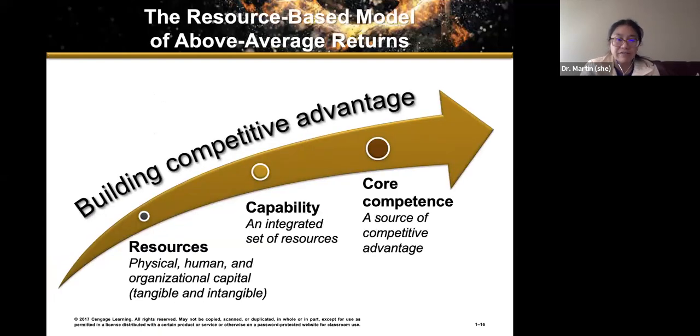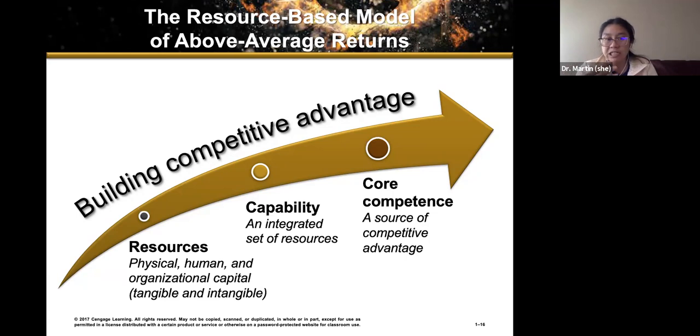So, how do you build competitive advantage? You need to look at your resources, and they are both tangible and intangible. You have physical resources like your plants and your equipment. You have human resources, and organizational capital. So that's money, straight up. But then you have intangible capital. So that's intelligence, human intelligence, and also things like any patents you might hold. And then capacity. So how do you work together your operations and your finances and what's available there to create your product? And then core competence. So what's a source of competitive advantage?